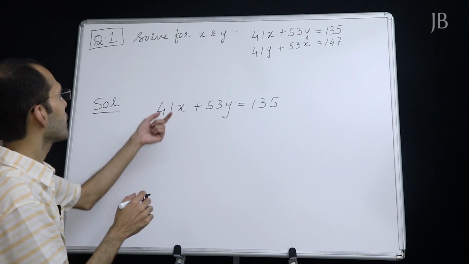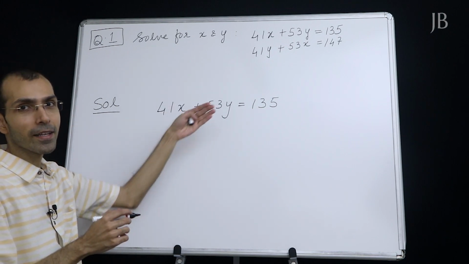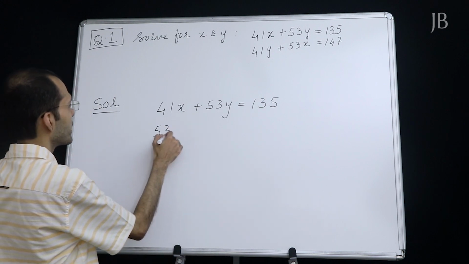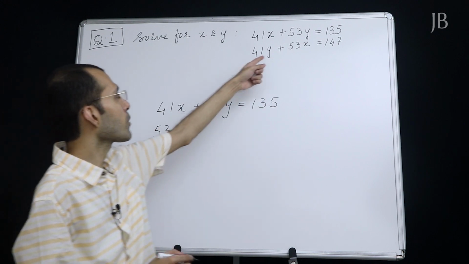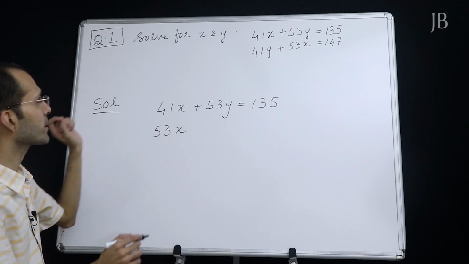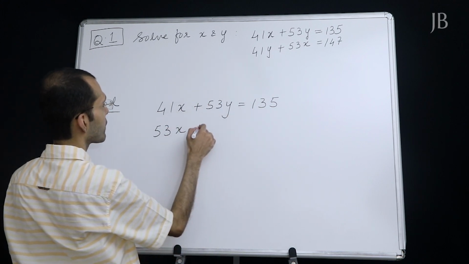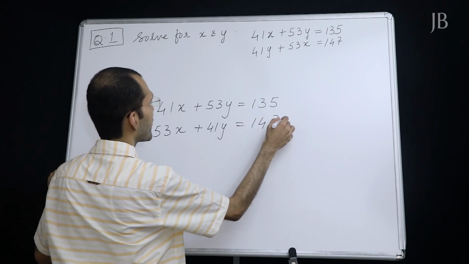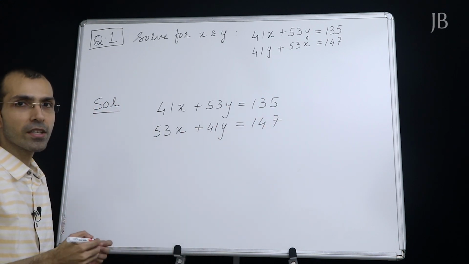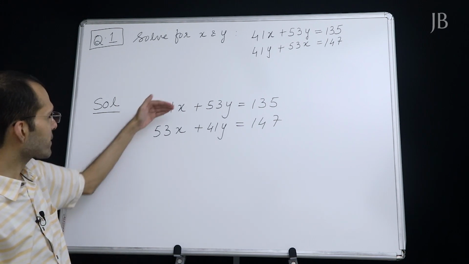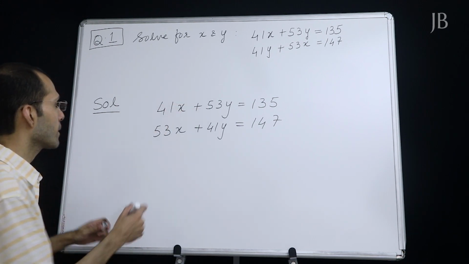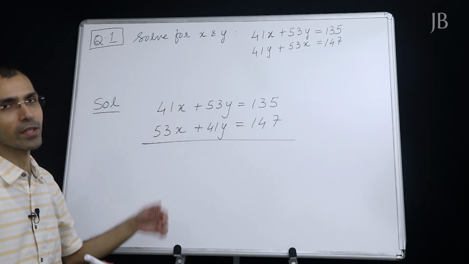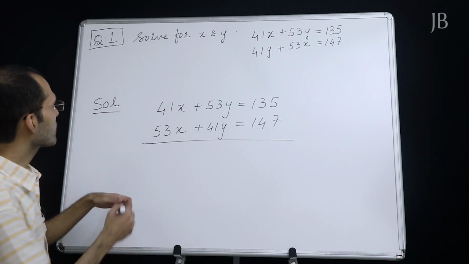Now you bring x under x and y under y. So we will write 53x first. But mind you, take care of the signs. This is positive 53x, so we have written 53x. This is positive 41y is equaling 147. So we have identified this is the coefficients interchanged variety. So how to solve, x under x, y under y? Now compulsorily you will have to add the 2 equations.